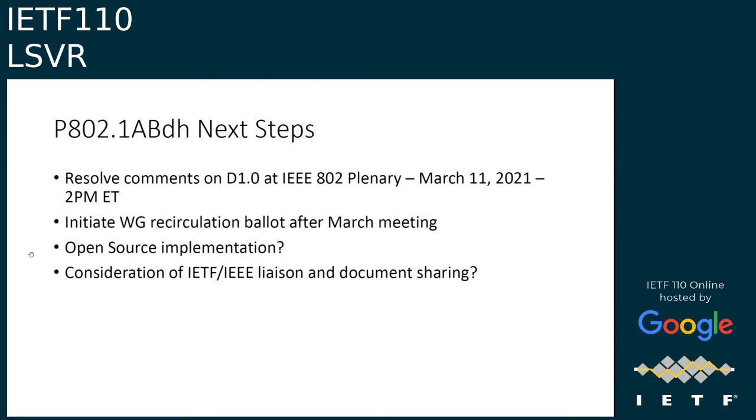The next steps: we're resolving comments on Thursday, I guess it is, this week. Then we'll have what we call a recirculation ballot. If that passes, then it goes to what we call standards association ballot, which is the equivalent of the end of the road. What would be great is to see an open source implementation. The current LLDP open source implementation would be great to see augmented to support this. And then, like I mentioned early on, if there's a desire, we can do some liaison and document sharing with LSVR if that's of interest. We can take that offline. If anybody's interested in doing that, anyway, that's really the update. If there are any questions, happy to take those.